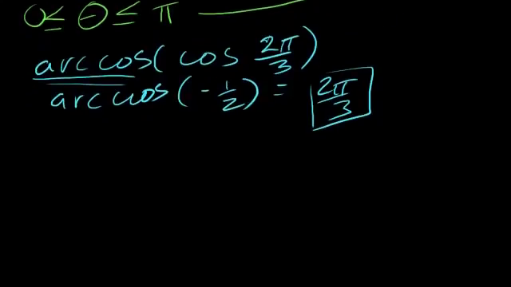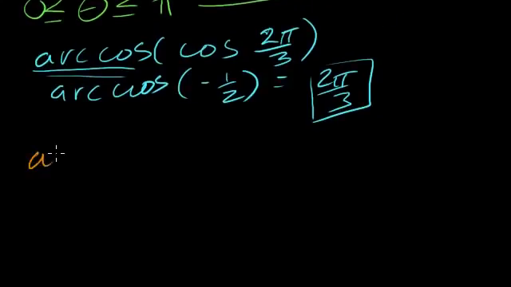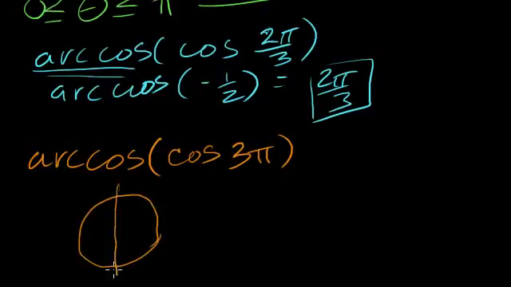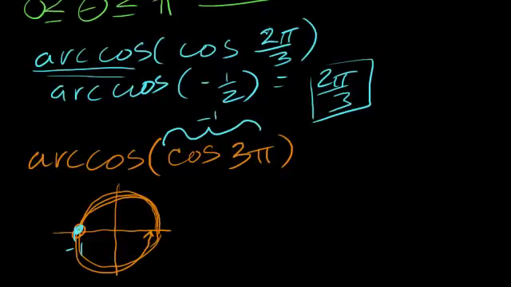But what if I were to ask you, what is the arc cosine of the cosine of, I don't know, 3 pi? So if I were to draw the unit circle here, a real quick one, and that's my axes. What's 3 pi? 2 pi is if I go around once, and then I go around another pi. So I end up right here. So I've gone around 1.5 times the unit circle. What's the x-coordinate here? It's -1. So cosine of 3 pi is -1.